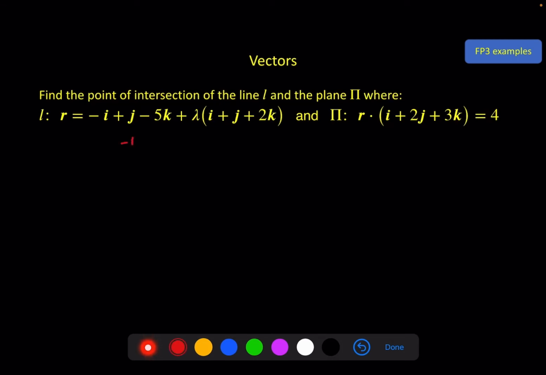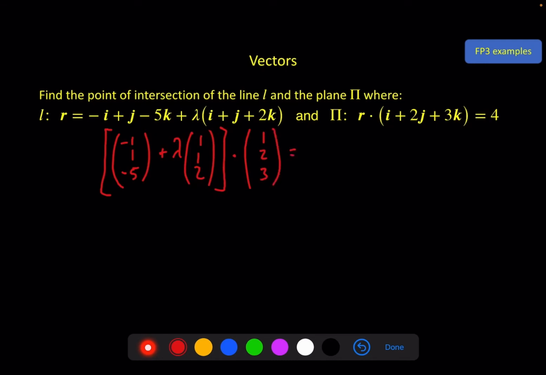So I prefer mine in column format. So we've got this plus lambda times (1, 1, 2), and this whole thing dotted with (1, 2, 3) from the plane equation must equal 4 if there is a point of intersection. So I've taken this from the line equation and put it in place of r here in the plane equation. In order to do this dot product, I'm going to combine these using lambda just as an unknown. So we've got -1 plus lambda, 1 plus lambda, -5 plus 2 lambda.